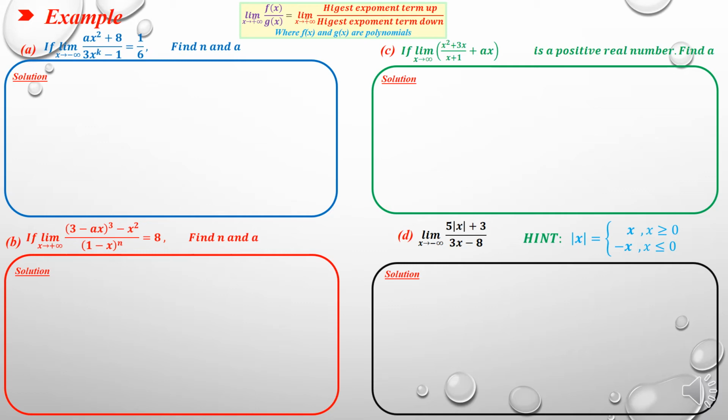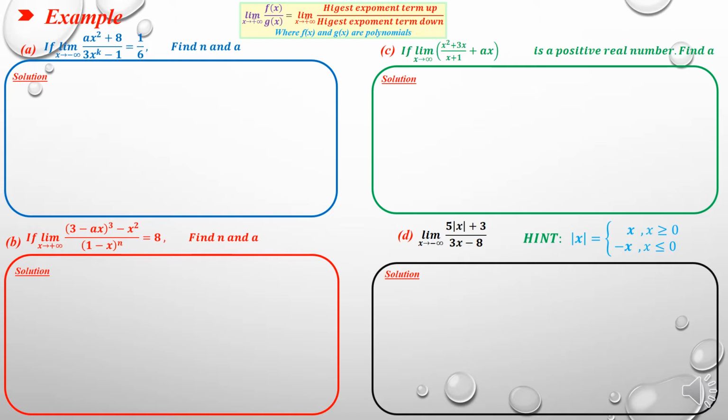Hi everyone, in this video we will find some missing constants for given limits at infinity or negative infinity. And the main idea in the four parts here: if you have the limit of a polynomial divided by a polynomial, when x goes to positive or negative infinity, you have to take the highest power degree and cut the other terms, and you have to take the highest exponent or the highest power in the bottom also and cut the other terms.